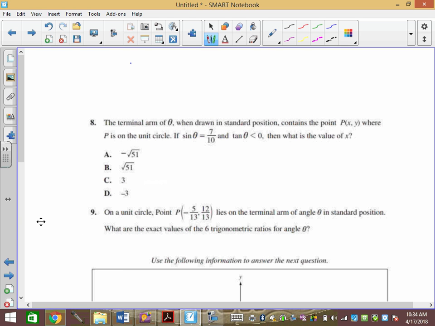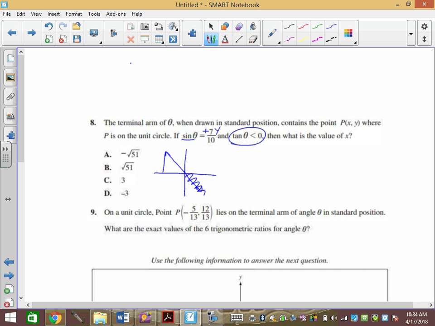The terminal arm of theta, when it is drawn in standard position, so they're telling you to draw a terminal arm in standard position, contains the point x, y where P is on the unit circle. If sine theta equals 7 over 10 and tan theta is less than 0. So they're saying tan theta is less than 0. Tan's negative, so it's here or here. How do I narrow it down? This is tan negative. This is sine positive. Which one of those is sine positive? This one. I could care less about this one.